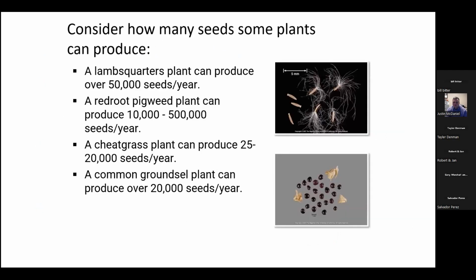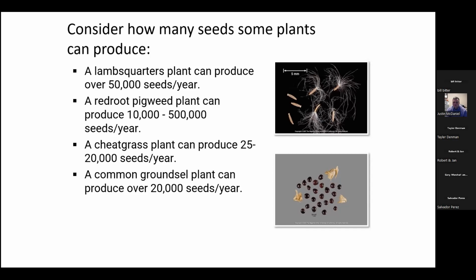So, talking about that high seed production, this is just to put into perspective how much seed plants can produce per year. Lamb's quarters, for example, can produce over 50,000 seeds per year. Redroot pigweed can produce 10 to 500,000 seeds per year. Cheatgrass, 25,000 seeds per year. Common groundsel can produce over 20,000 seeds per year.